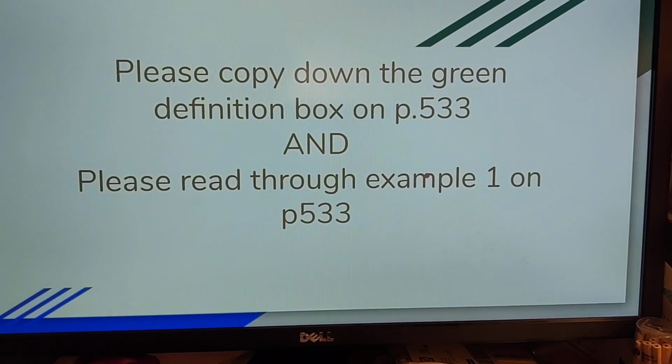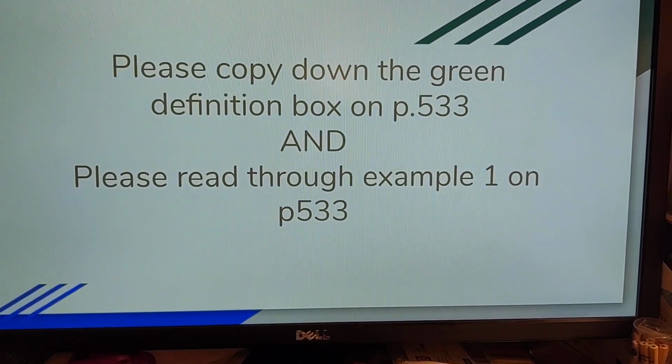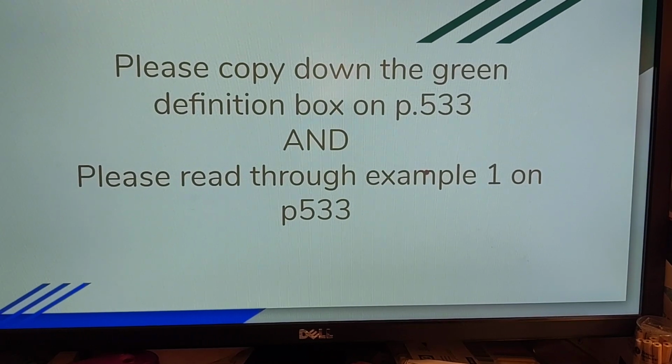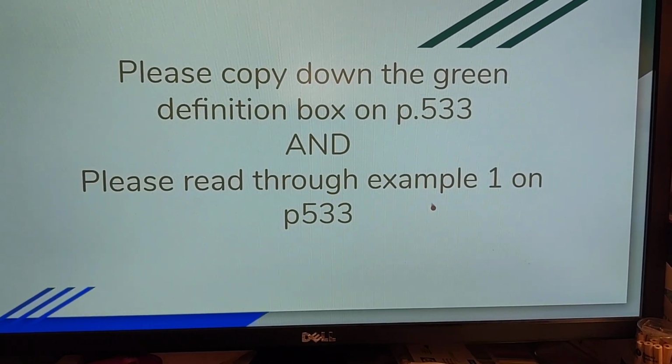All right, take the time right now to copy down your green definition box on page 533 and to read through example 1 on page 533. Go ahead and pause this video if you need more time. I'm going to advance to the next slide.